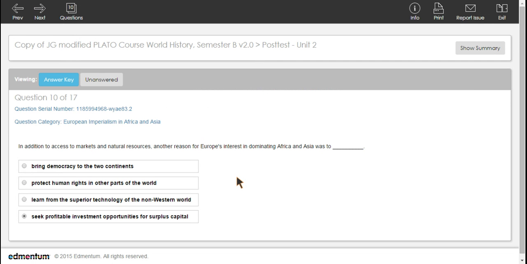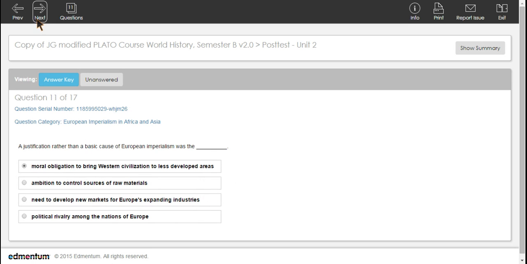In addition to access to markets and natural resources, another reason for Europe's interest in dominating Africa and Asia was to bring democracy to the continents, protect human rights, learn from the superior technology of the non-Western world, or seek profitable investment opportunities for surplus capital. Correct answer is that they were looking for profit.